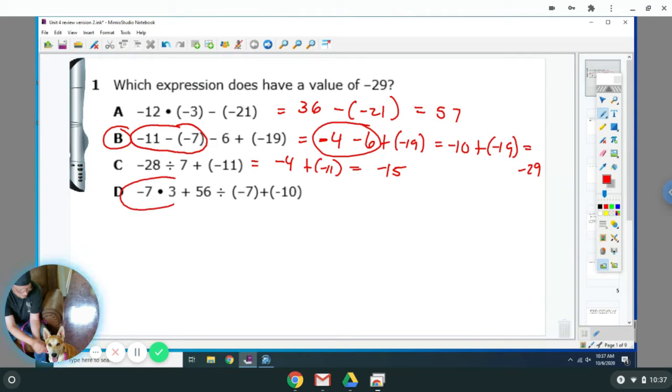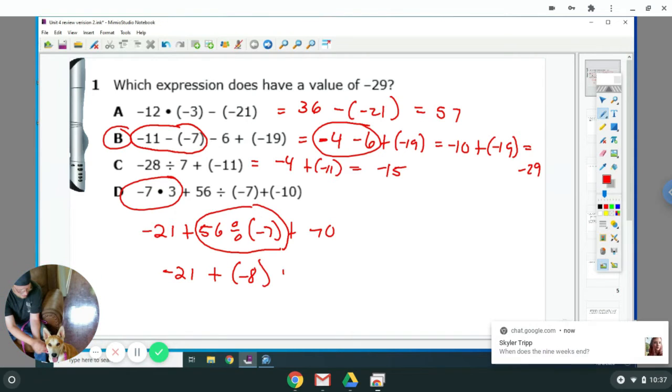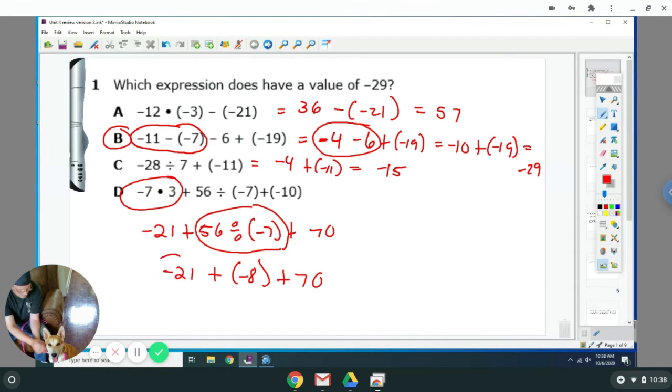So I'm going to do my multiplication and division first from left to right. We're going to do negative 7 times positive 3, which is negative 21. So now you have negative 21 plus 56 divided by negative 7 plus negative 10. So now we're going to divide: 56 divided by negative 7, which is negative 8. So now negative 21 plus negative 8.